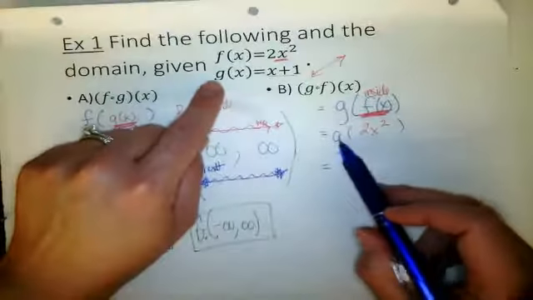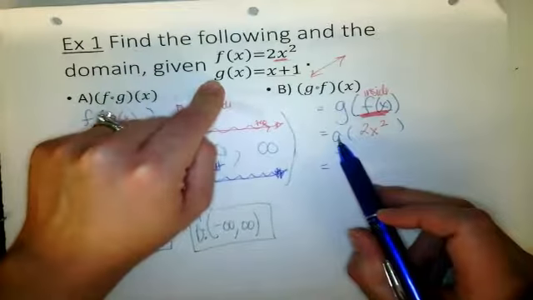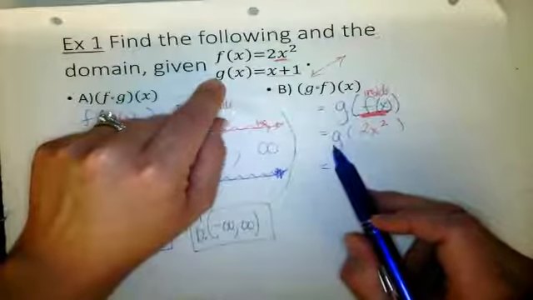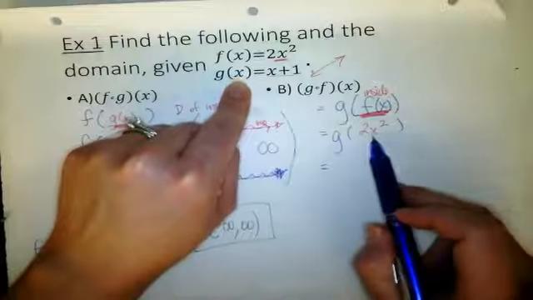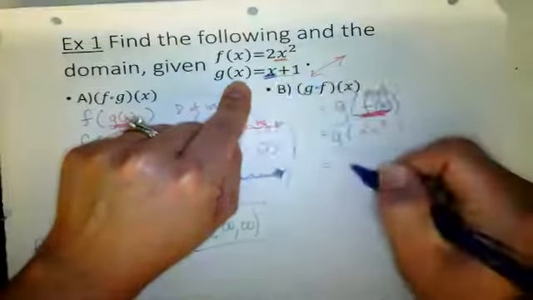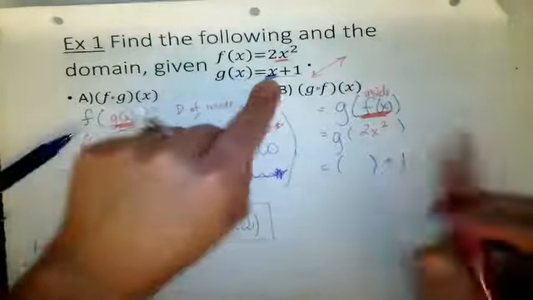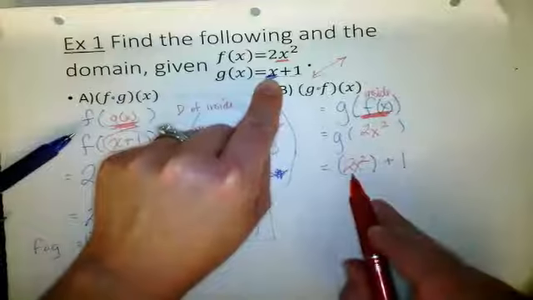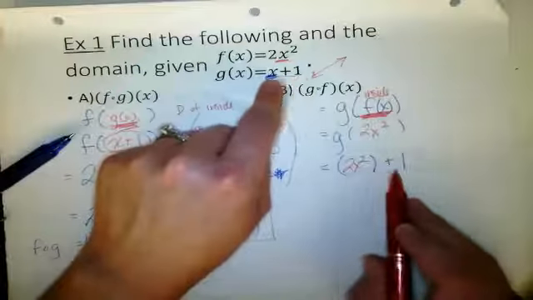So x plus 1 times 2x squared. I can explain this. Go to the g function. Are we using x? No, we're using 2x squared. So wherever the x was, we're not using x anymore. We're using, in place of the x, 2x squared. So instead of x plus 1, it's 2x squared plus 1.